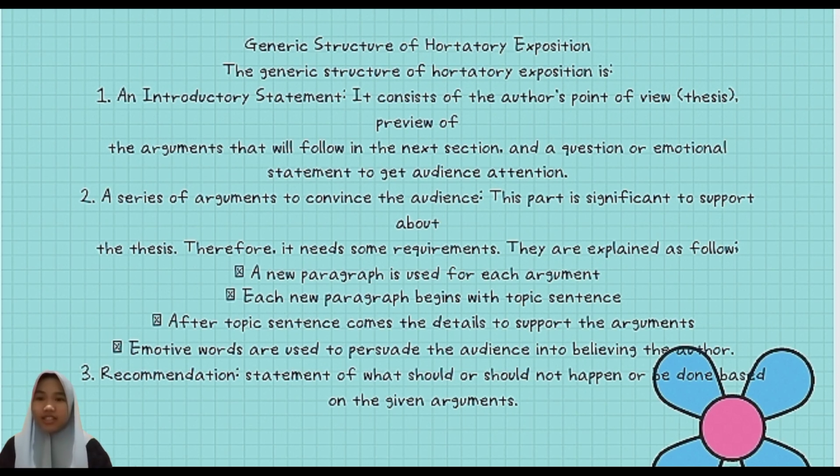Number 2. A series of arguments to convince the audience. This part is significant to support the thesis. Therefore, it needs some reinforcement. They are explained as follows. A new paragraph is used for each argument. Each new paragraph begins with a topic sentence. After the topic sentence comes the detail to support the argument. Emotive words are used to force the audience into believing the author. Number 3. Recommendation. Statement of what should or should not happen or be done based on the given arguments.